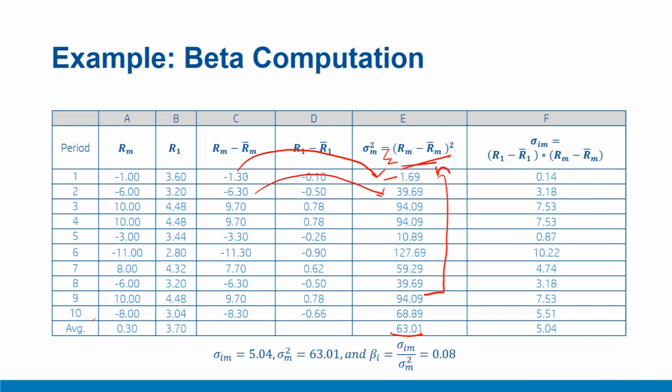Similarly, we'll compute these products, RM minus RM bar into R1 minus R1 bar to get this number, and then multiply this to get this number, and this multiplied by this to get this number, and so on. We'll get all the 10 R1 minus R1 bar into RM minus RM bar, and then divide by the total number of observations, that is 10, to get this number.